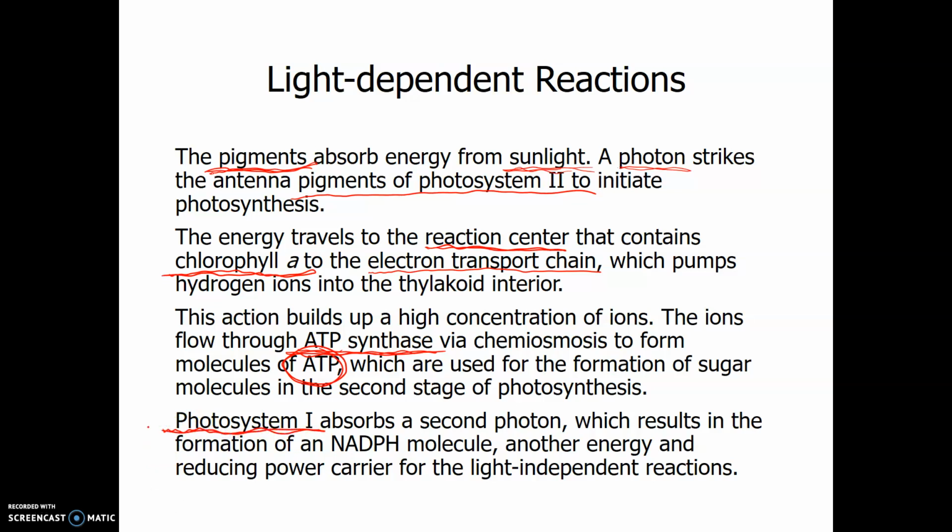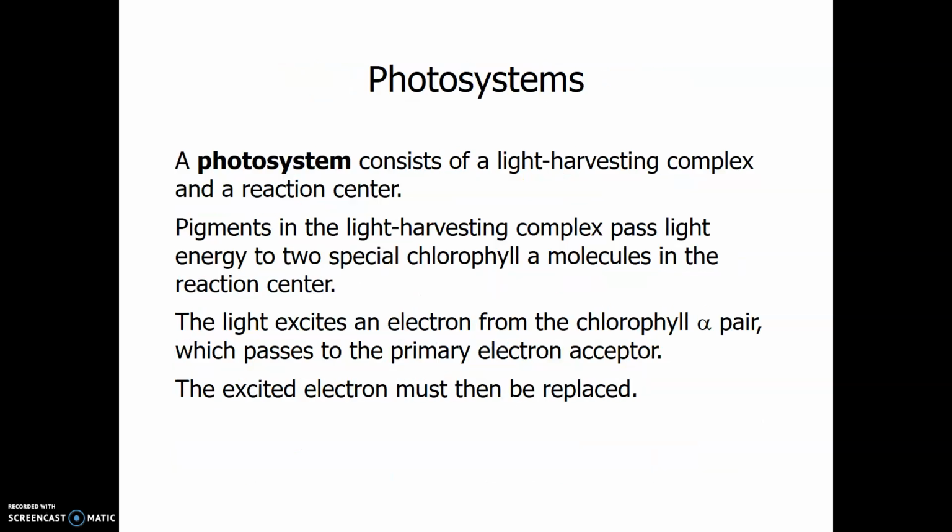and it absorbs a second photon of light from sunlight, and that excites that electron to a higher energy level, and it goes through basically the same process, the chemiosmosis that it went through to form ATP, except this time it is used to form NADPH, which is going to be a carrier molecule for the Calvin cycle reactions. Since it has an H on the end, it's kind of like NADH in cellular respiration, but it's NADPH in photosynthesis.